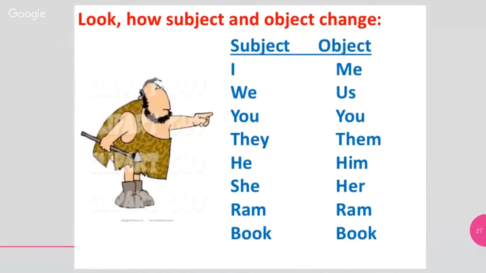How subject and objects change. When you use I in the subject, when you shift it to the object, I becomes me. We becomes us, you remains as you. They becomes them. He becomes him. She becomes her. Ram is Ram itself. That is, any noun does not change its form. Book, no change in form.